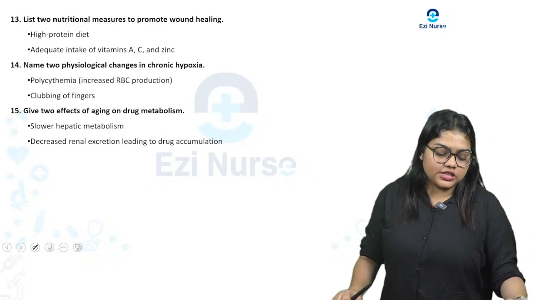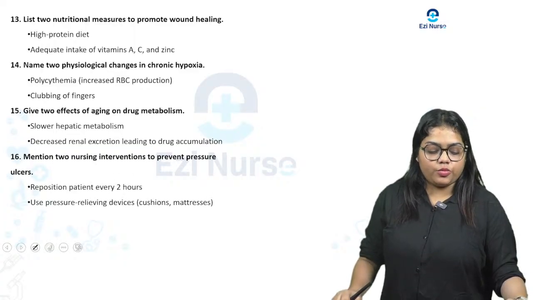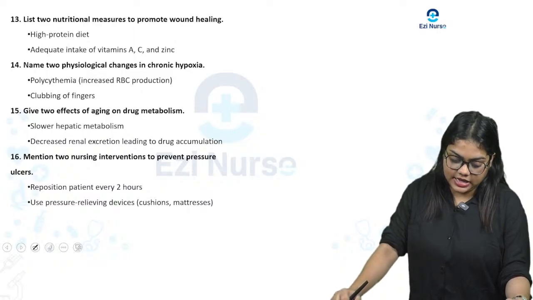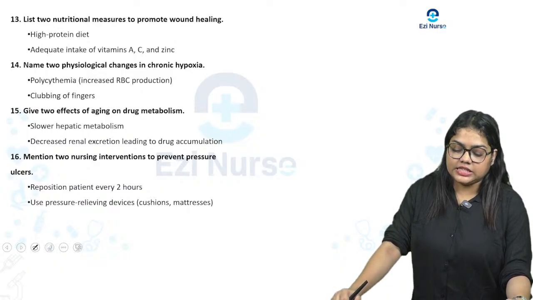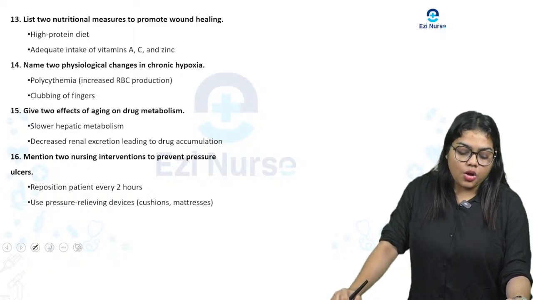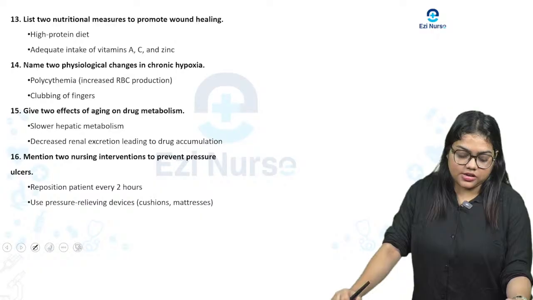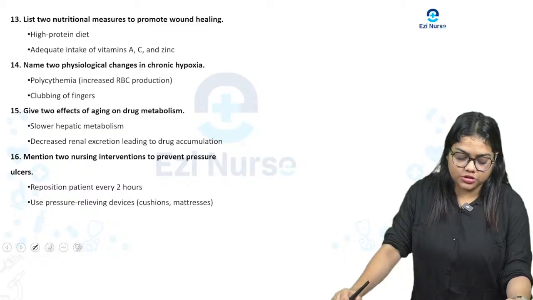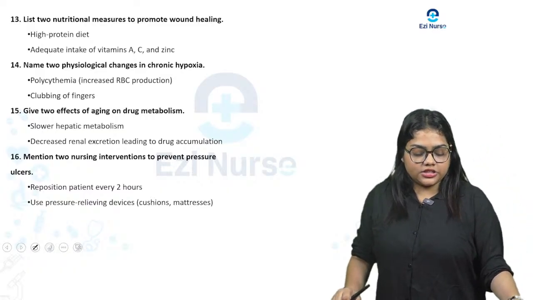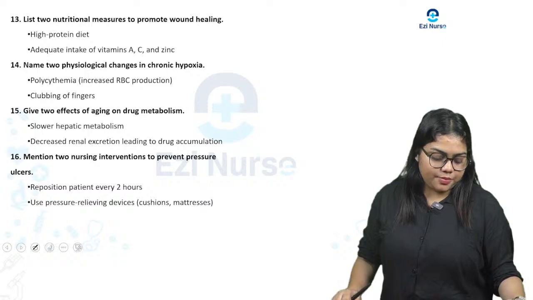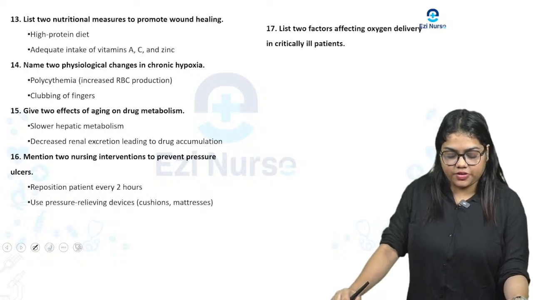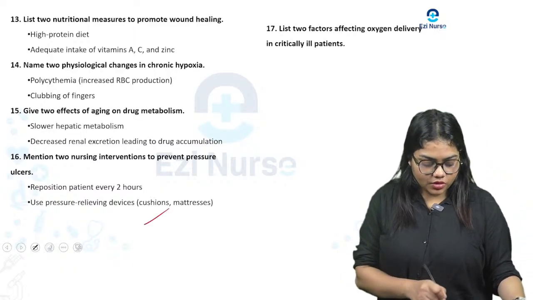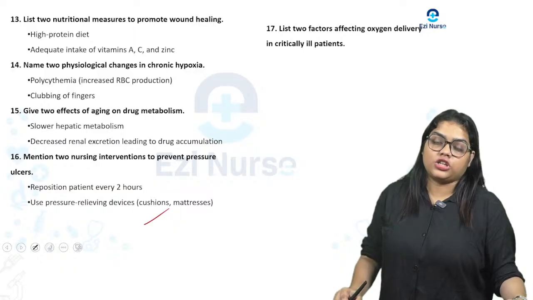The next question is list two nutritional measures to promote wound healing: high protein diet and adequate intake of vitamins A, C and zinc. Name two physiological changes in chronic hypoxia: polycythemia, clubbing of fingers. Then give two effects of aging on drug metabolism: slower hepatic metabolism and decreased renal excretion leading to drug accumulation. Lastly, mention two nursing interventions to prevent pressure ulcers: reposition the patient every two hours and use pressure relieving devices such as cushions and mattresses.